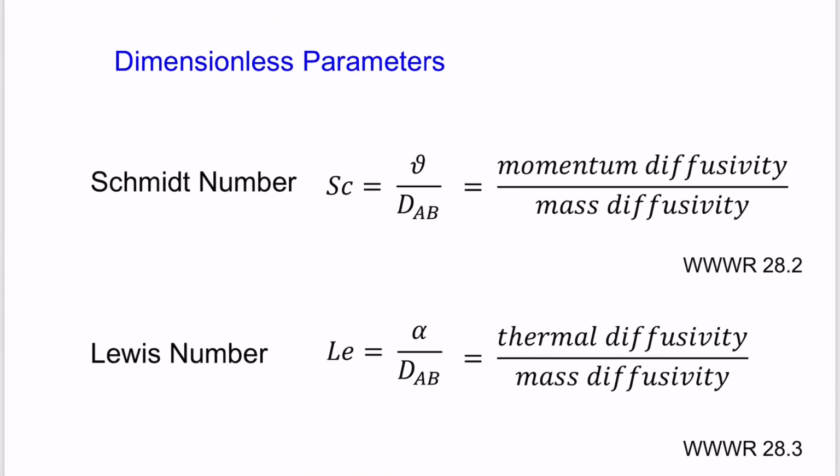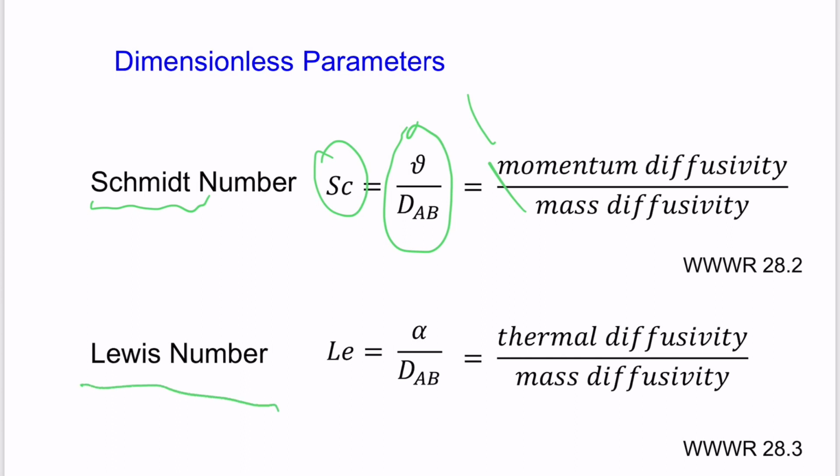Two other useful dimensionless parameters are the Schmidt number. The Schmidt number is just the ratio of the momentum diffusivity to the mass diffusivity, nu over the diffusivity. And since the units of both of these are the same, the Schmidt number is unitless. The Lewis number is basically the same thing, but for heat transfer. So it's the thermal diffusivity divided by the mass transfer diffusivity. And once again, we'll use this in heat transfer.